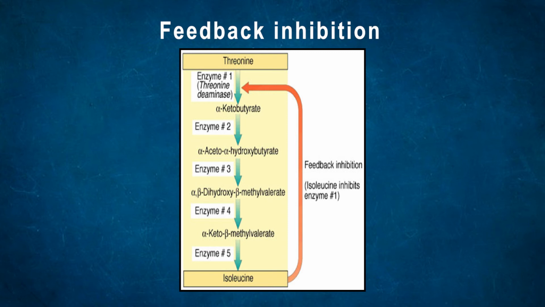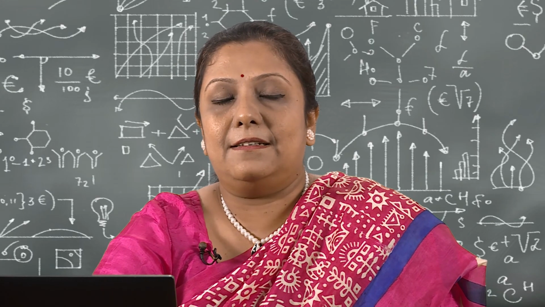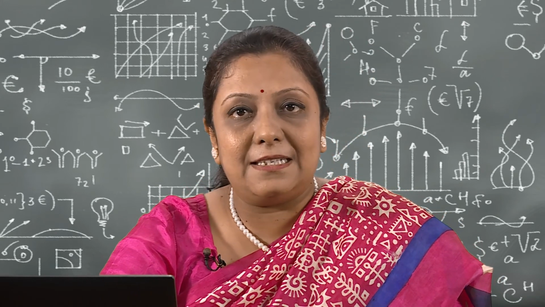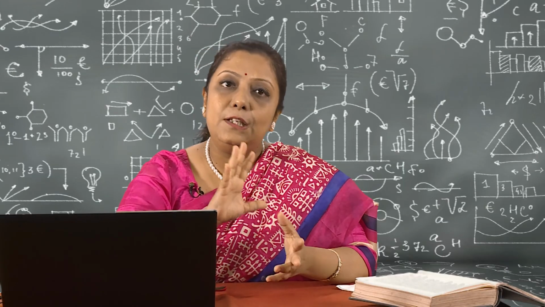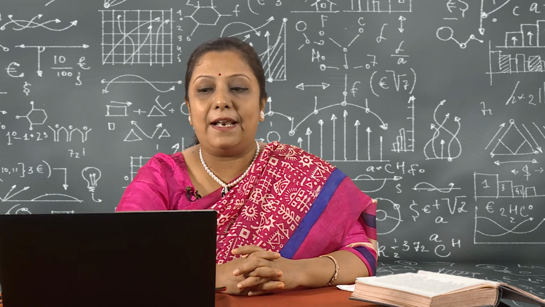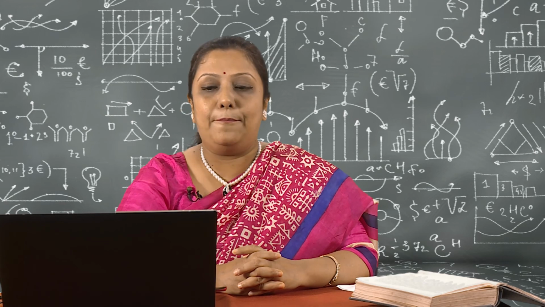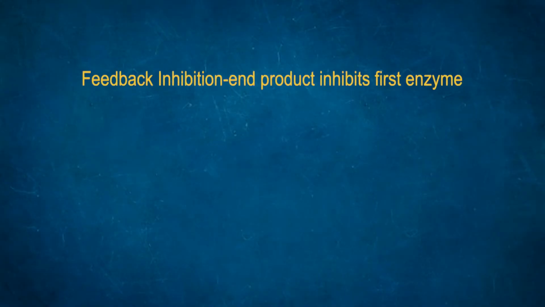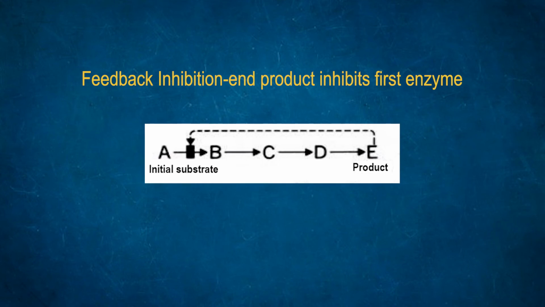So in this way, whenever the concentration of the end product exceeds the cell's requirement, it binds to the first committing reaction enzyme and stops it. In this way, metabolism is regulated via non-covalent and reversible binding of the end product. It is also called end product inhibition. So feedback inhibition means the end product is inhibiting the first enzyme of the multi-enzyme reaction.